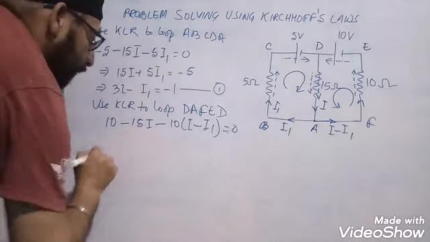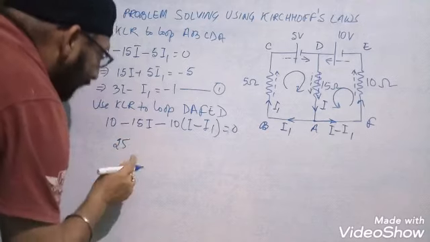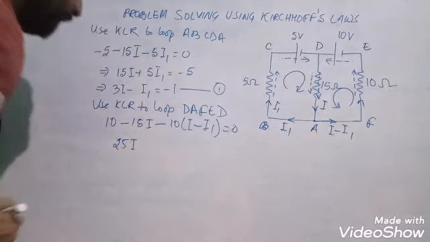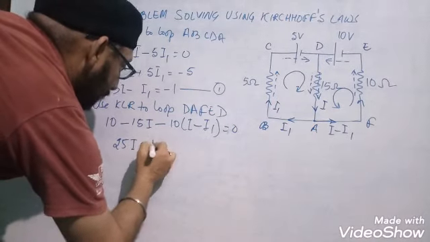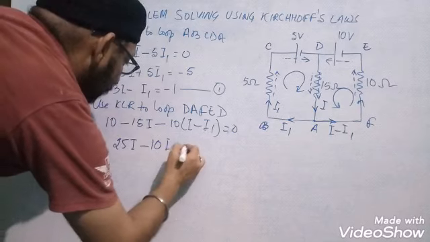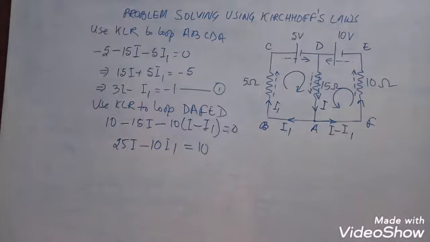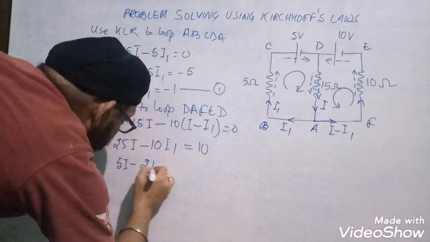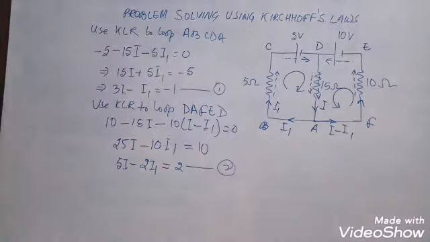So on reduction, this equation becomes 15 plus 10 is 25 I minus 10 I1 is equal to 10. Dividing the entire equation by 5, we get 5I minus 2I1 is equal to 2. Let us call this equation as equation 2.